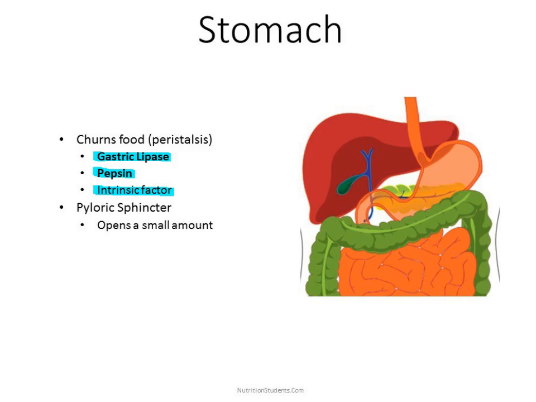At the end of the stomach, there is a sphincter called the pyloric sphincter, and this opens up just a little bit at a time to let the food trickle into the small intestine.